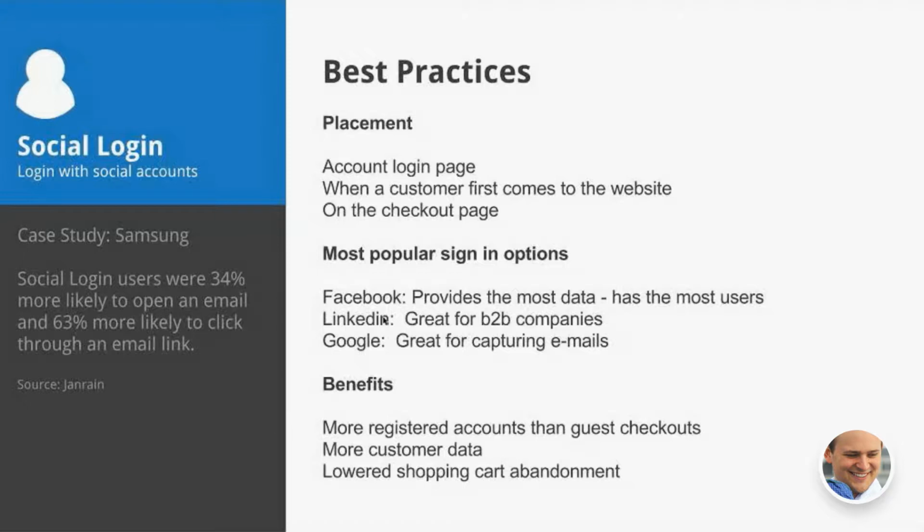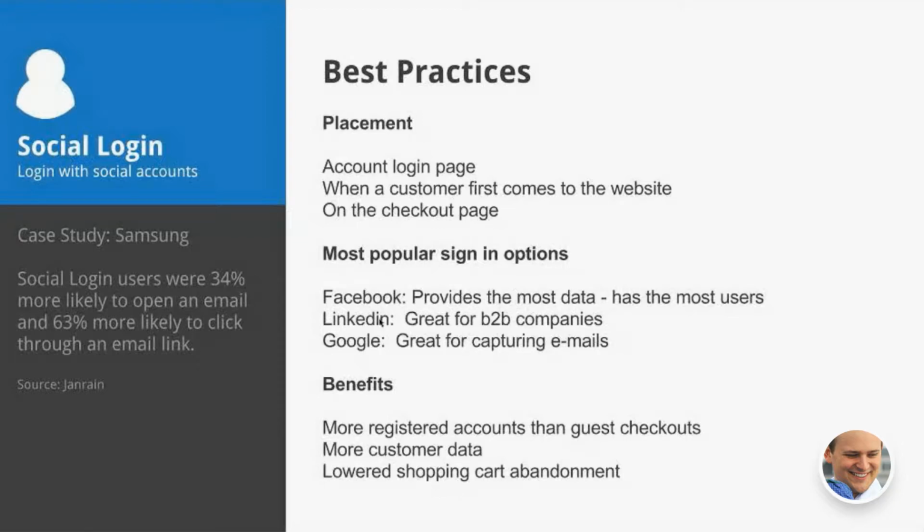So the key with social login is getting customers to actually use it so that you can capture data. So the placement of those buttons, it usually works best on your account login page where customers go to actually create their account. Whenever they first come to the site, you can also show it as a pop-up that says, welcome to ABC Store, click sign in with Facebook to learn more about our mission or things like that. You also want to integrate it on your checkout page. So after someone creates a shopping cart and they're starting the checkout process, it makes it easier for them to become a customer and for you to capture their data.